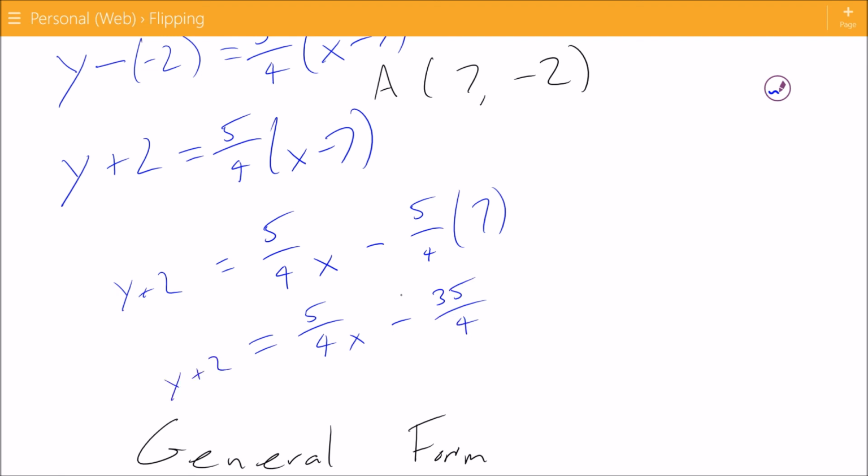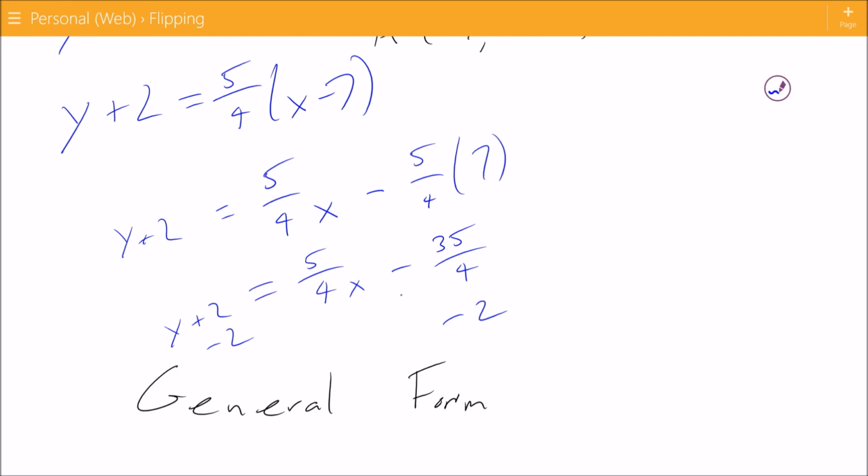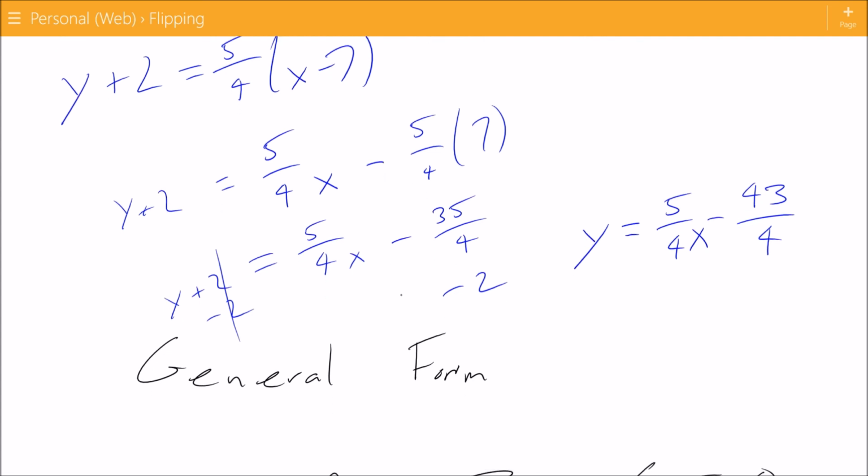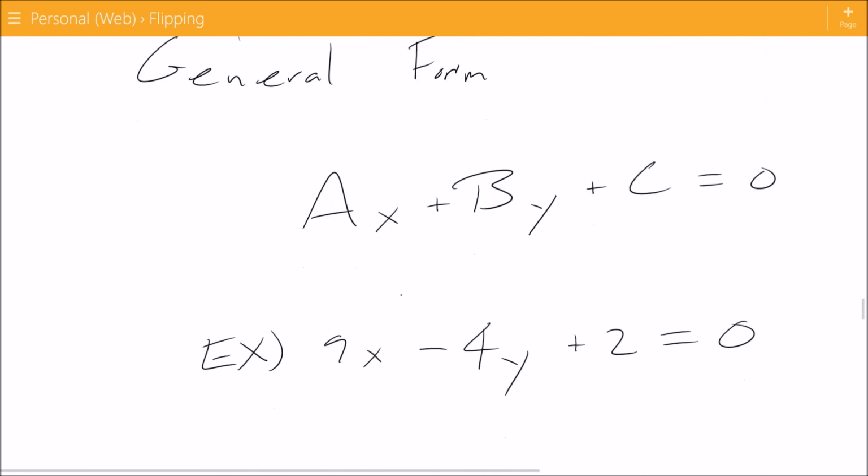You want to get the y alone, subtract 2 from both sides, and then simplify. And at that point, you have got a good old slope-intercept form. This would be 5 over 4 x minus 43 over 4. Don't forget your x. Okay? So don't be afraid to manipulate these a little bit.